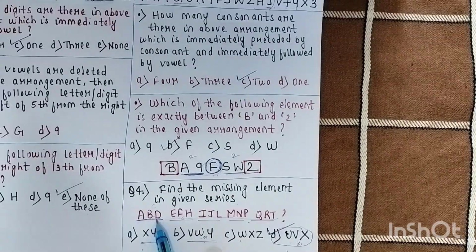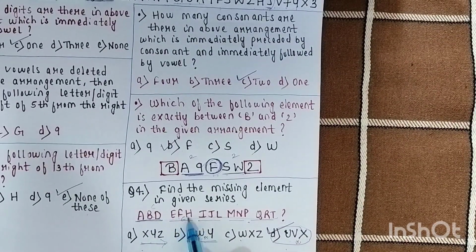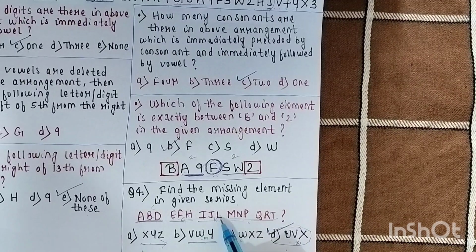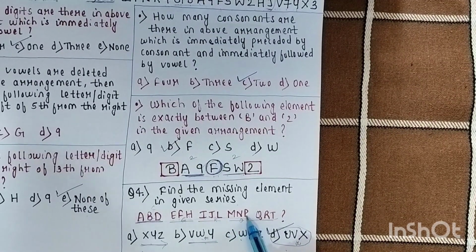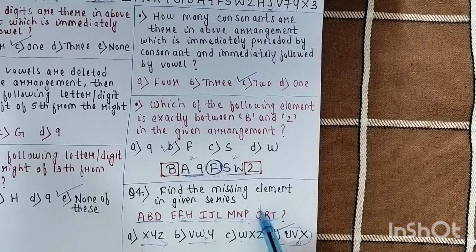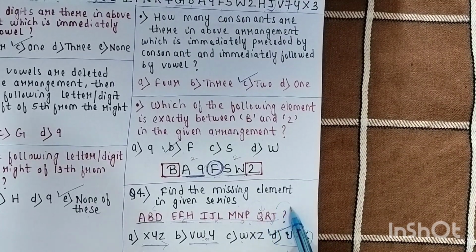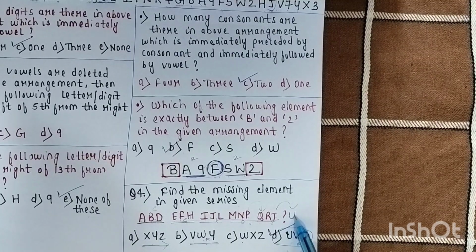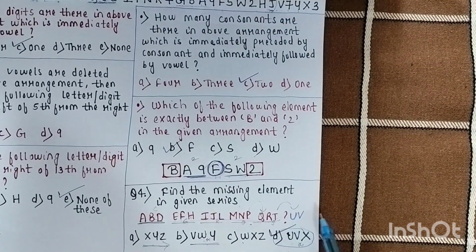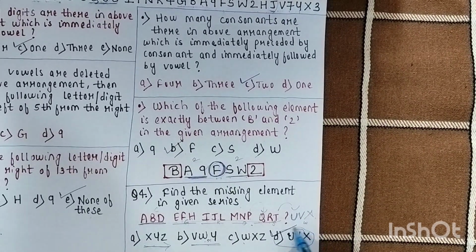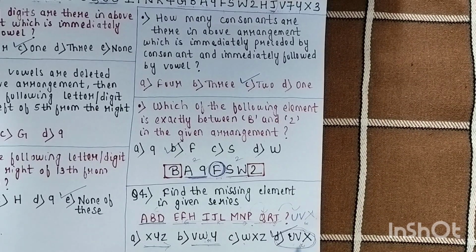So this is the one coming. E, F, G is missing, H is coming. After H you have I only. H, I, J, K is missing, L is coming. L, M, N, O is missing, P is coming. After P you have Q. Q, R, S is missing, T is coming. So after T you need U. Okay. U, V. W should be missing. X should be coming. So this is the correct option. Okay. D is the correct option.